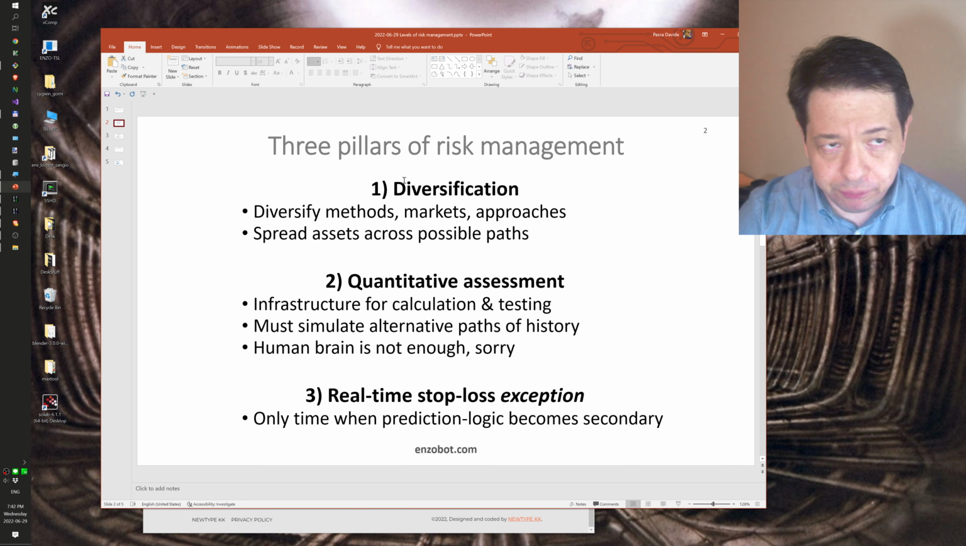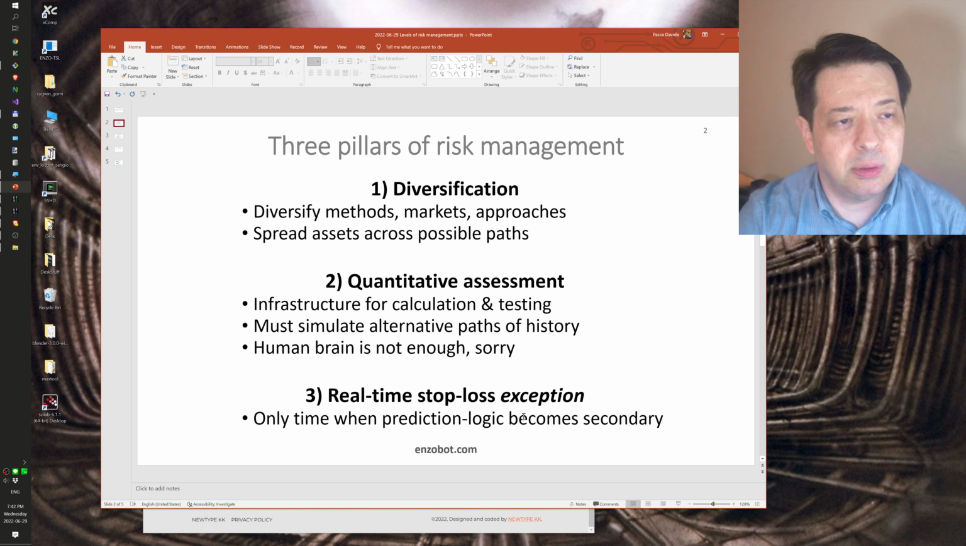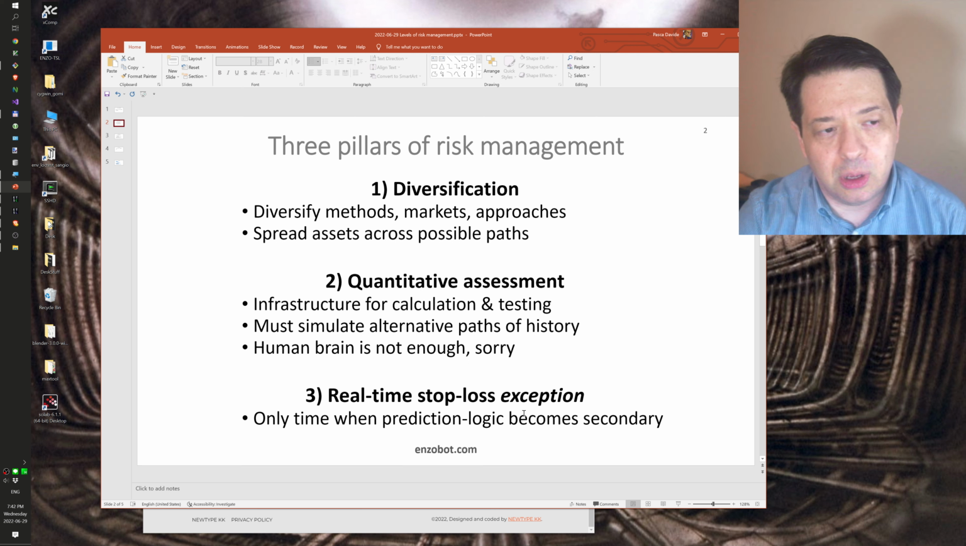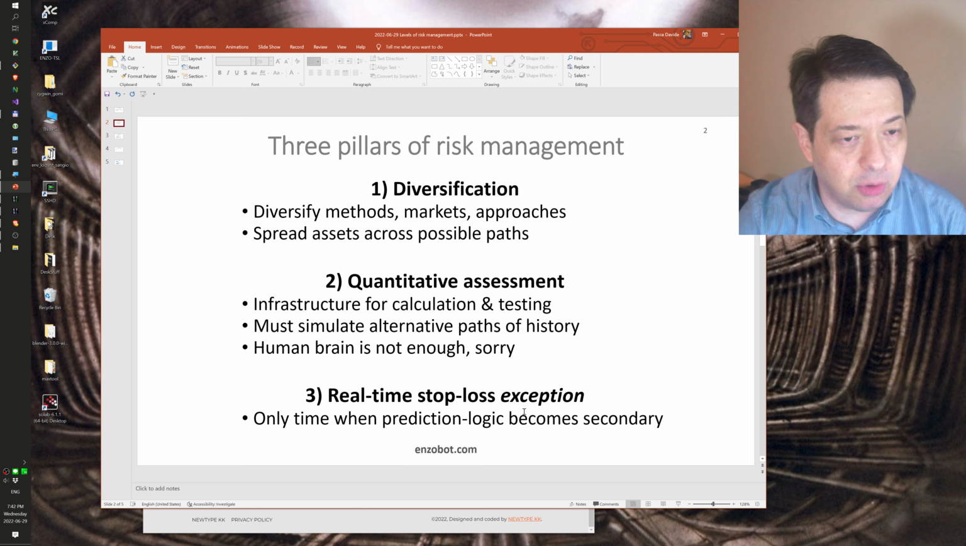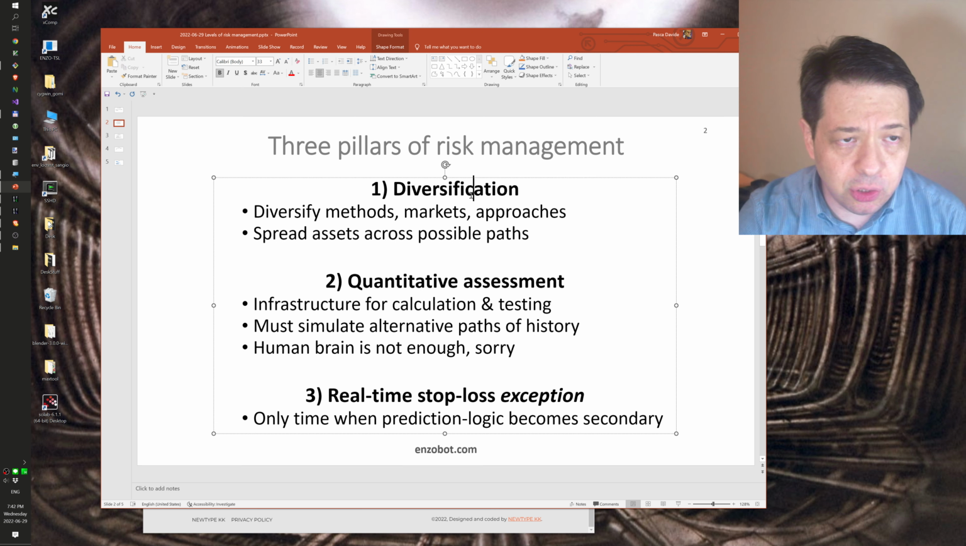So here I put what I consider the 3 pillars of risk management. It's a personal assessment. I believe it to be true, but let's see how it goes. So first, diversification. I think everybody will agree on that.